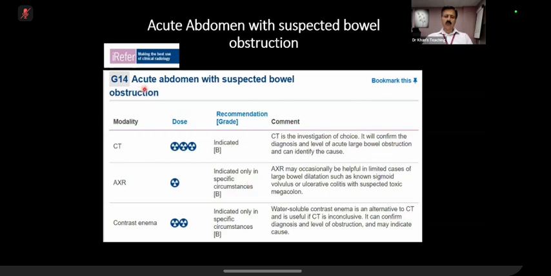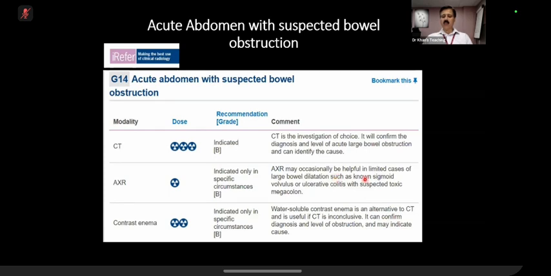So let's go through as far as acute abdomen is concerned. This is G14 in your iRefer. Acute abdomen with suspected bowel obstruction, and they are saying that you should do CT or X-ray. X-ray may occasionally be helpful in limited cases of large bowel dilatation, such as known sigmoid volvulus or ulcerative colitis with suspected megacolon. Both of these are classical viva questions. Remember this. Both of them they will ask you in the viva.